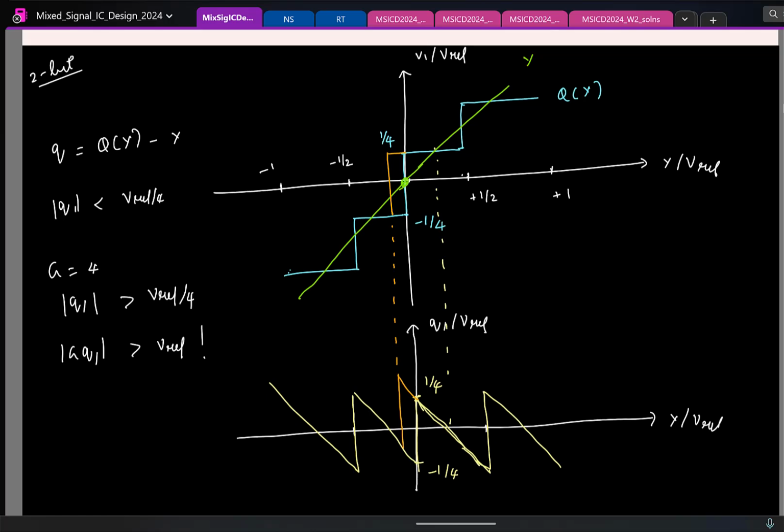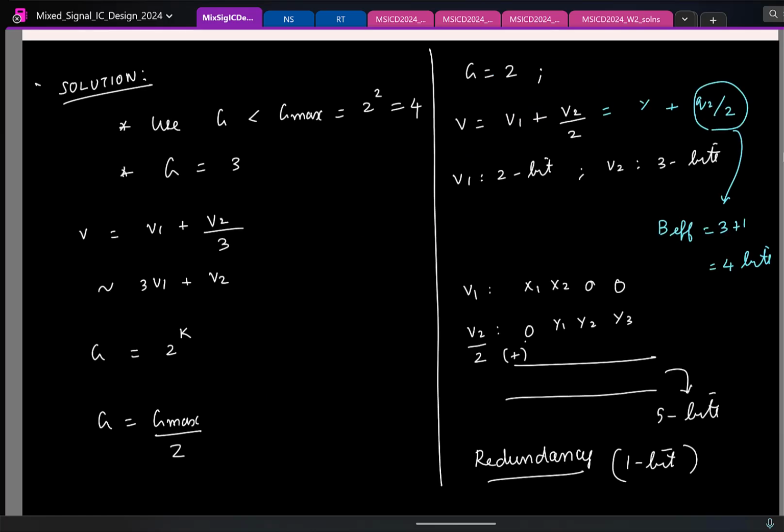So what was the solution for this? We decided to use a smaller gain, and it's slightly more convenient to use gains in the power of 2. So we decided to use a gain which is 1/2 the maximum gain. And when you do that, now the addition is no longer a trivial concatenation. You actually have to go and do this addition. And this is what we called redundancy, and we call this 1-bit redundancy because gain is basically half the maximum gain, right?